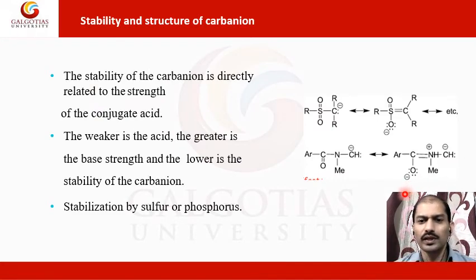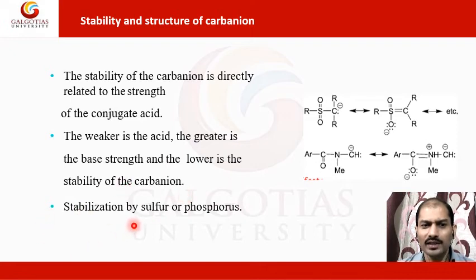So if you see, in case of stability, the stability of a carbanion is directly related to the strength of the conjugate acid. So here you can see the stability order: the weaker the acid, the greater the base strength, and the lower the stability of the carbanion. So you have to see here, the weaker the acid, the greater the base strength, and the lower the stability of the carbanion.